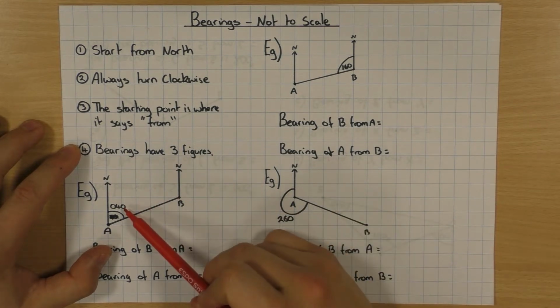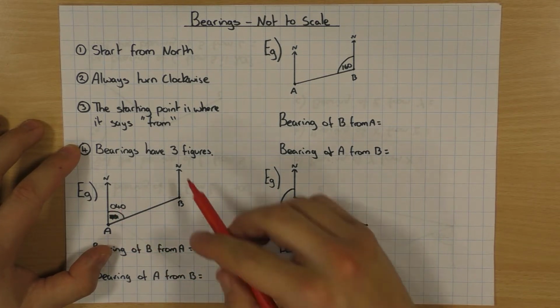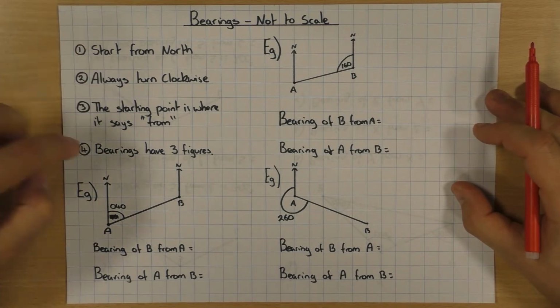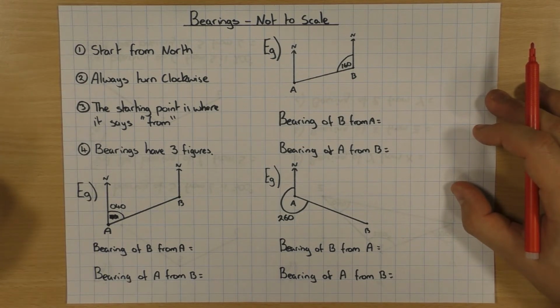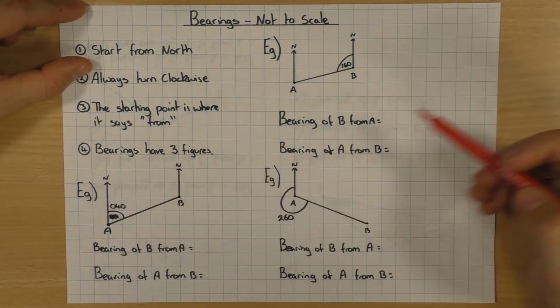So if the angle, for example, like down here is 40, or the bearing is 40, we actually say it's 040 degrees. So it must always have 3 figures. Throughout this whole video, I'll be abiding by those 4 rules, which you have to remember. So let's get started then and have a look at some examples.